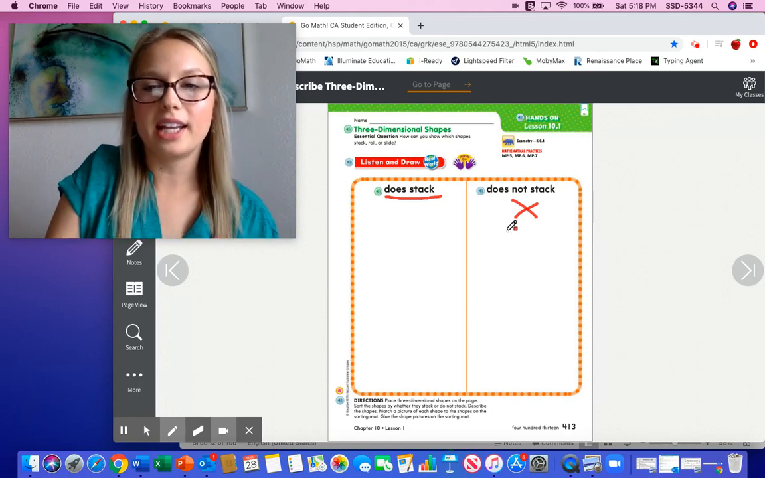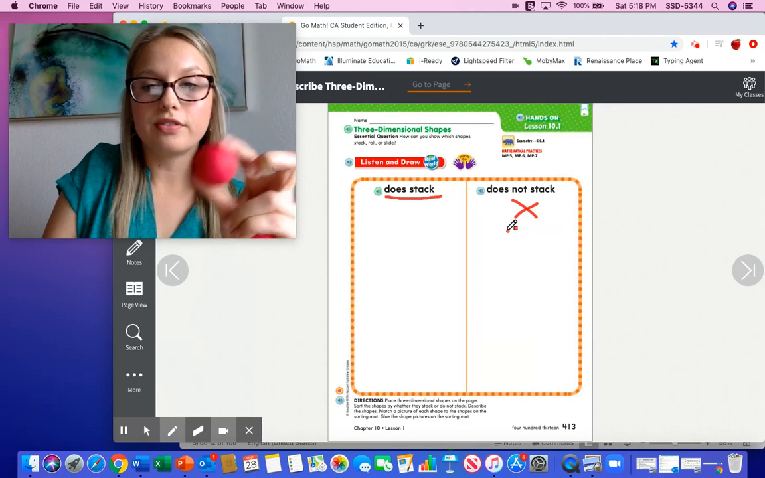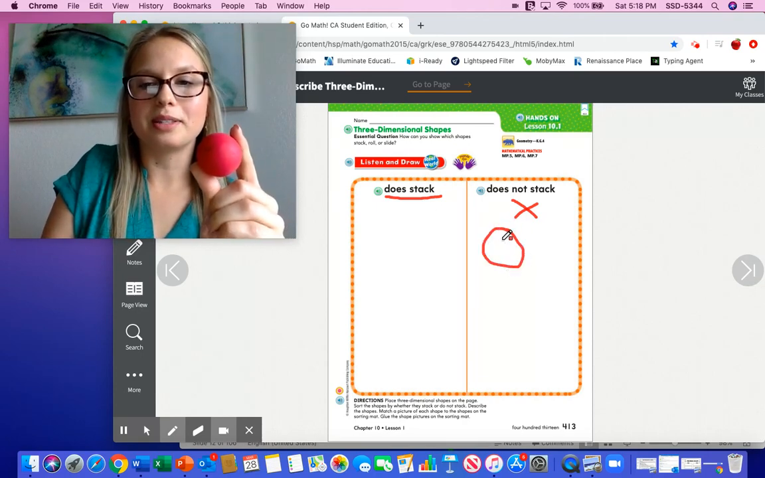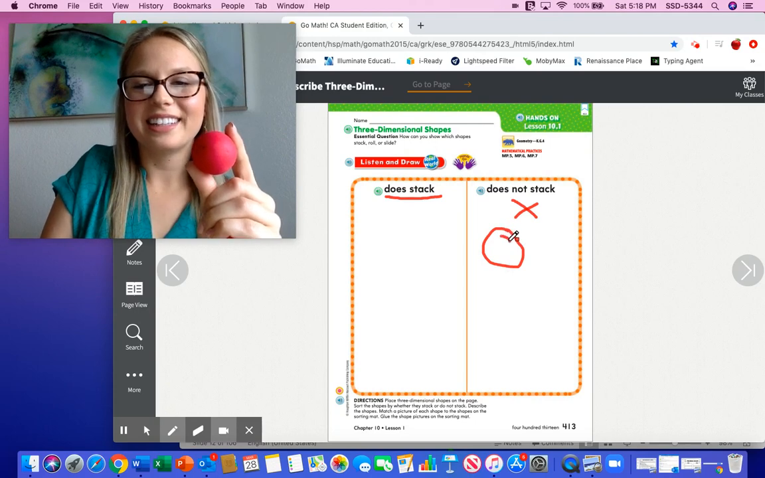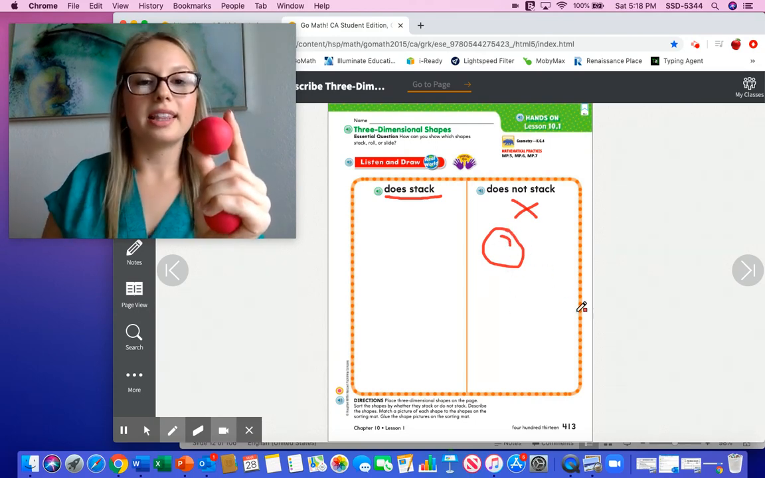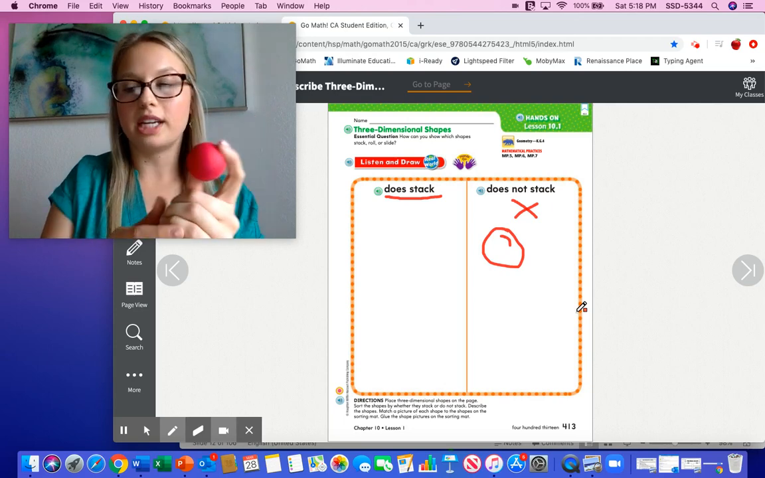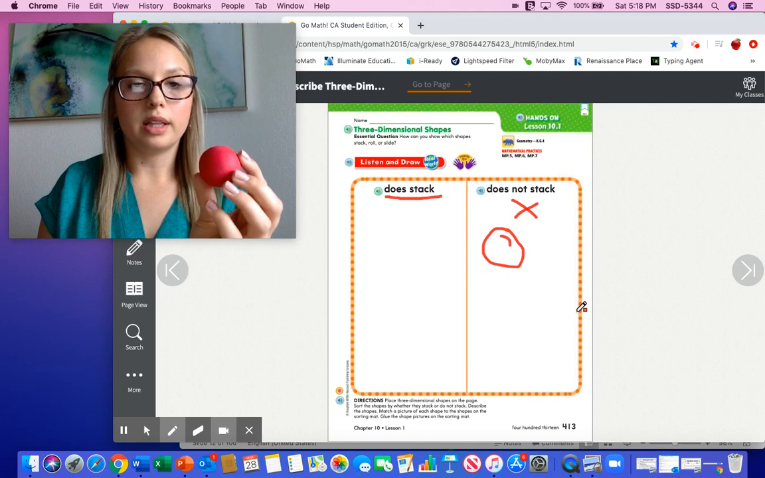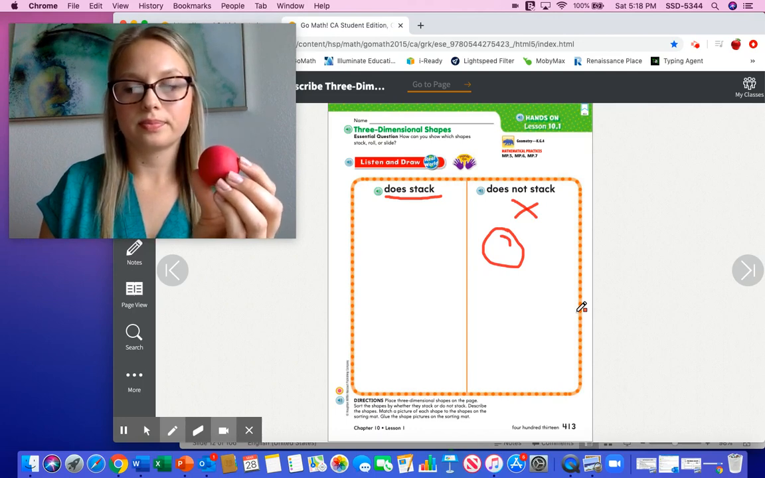So go ahead and let's draw our sphere on this side. Oops, it's not very good. That's okay. Draw a little circle and then a little curved line at the top. And that kind of makes it look like it's three-dimensional. We'll talk about that word a little bit later in our next lesson.